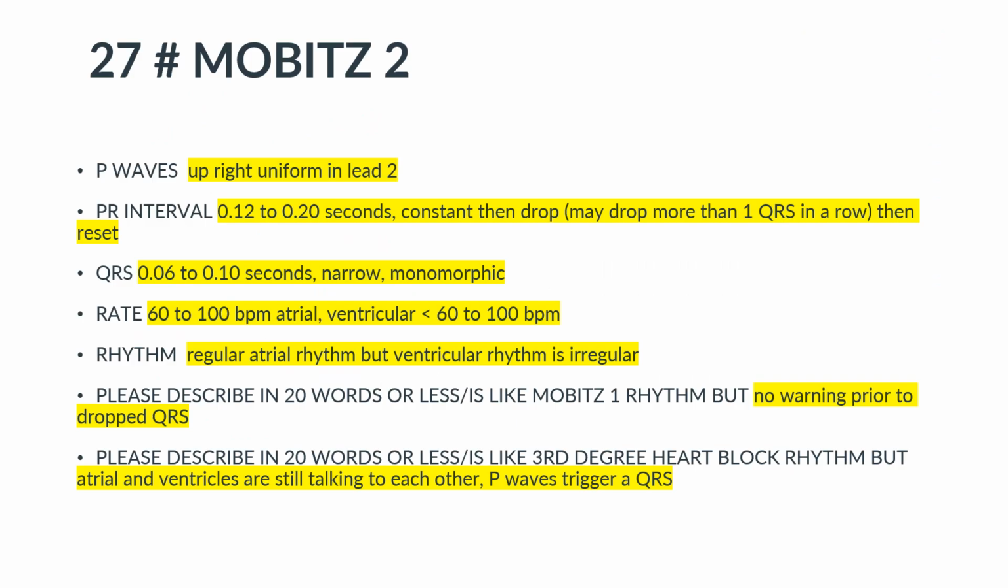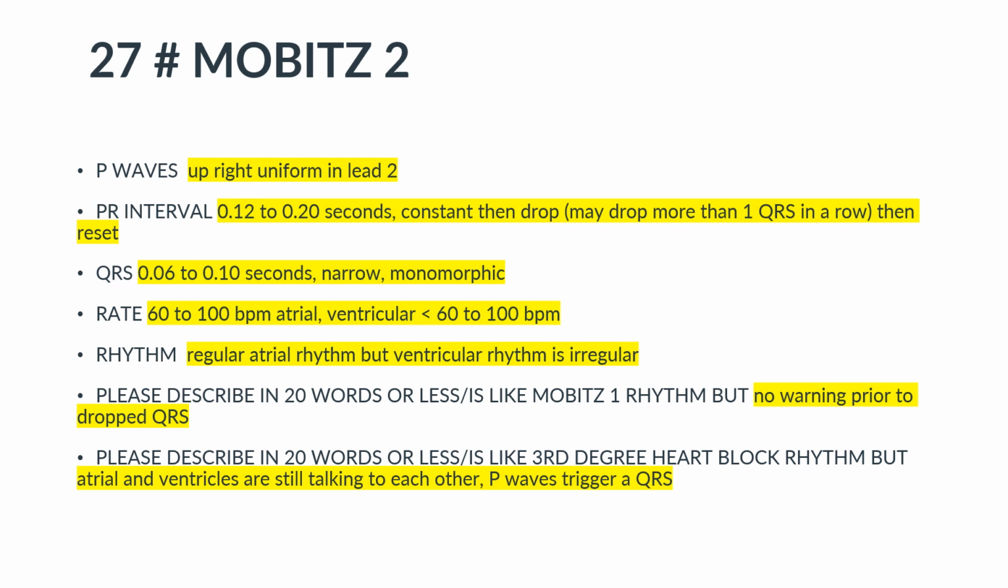All right, so Mobitz type 2. So P waves upright uniformly, PR interval 0.12 to 0.20 seconds and constant until you drop a QRS. And so you might drop more than one QRS in a row. Then you go right back to being totally normal, right? And so that's one of the crazy things right there.